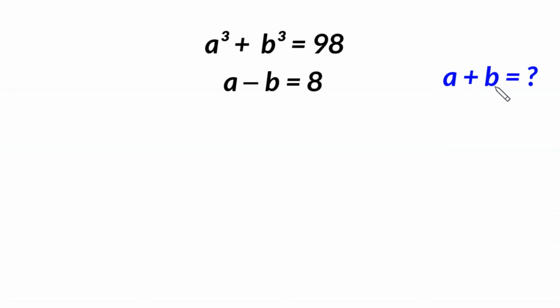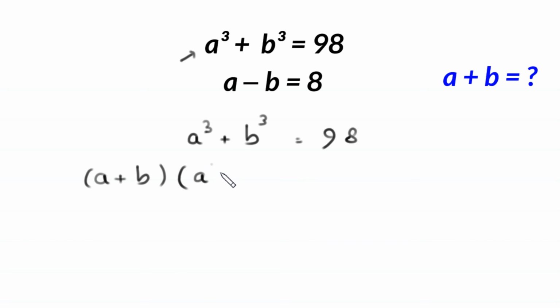So let's start. We start from this first equation, a cubed plus b cubed equal to 98. This a cubed plus b cubed can be factorized as a plus b times a squared plus b squared minus a times b equal to 98.